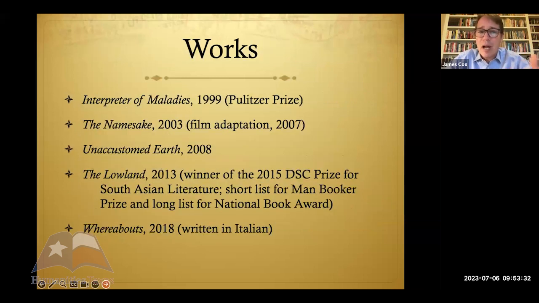Here's a list of her books. Mrs. Sen's, the story that I shared with you, comes from Interpreter of Maladies, which won a Pulitzer Prize. Her first published book, she won a Pulitzer. Well-deserved, by the way. All the stories in the collection are good, though Mrs. Sen's is my favorite. And then she wrote some novels as well.